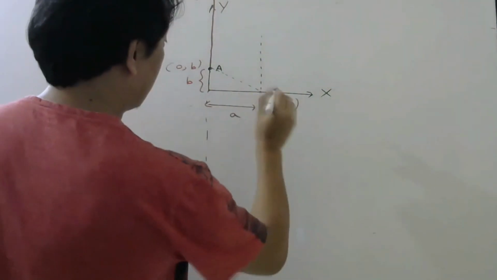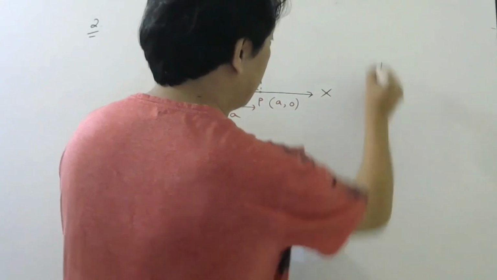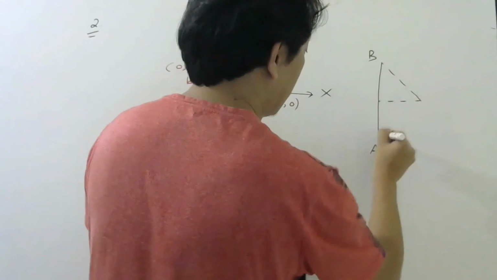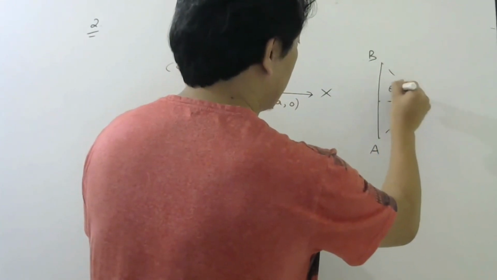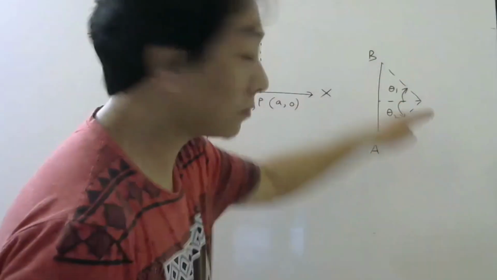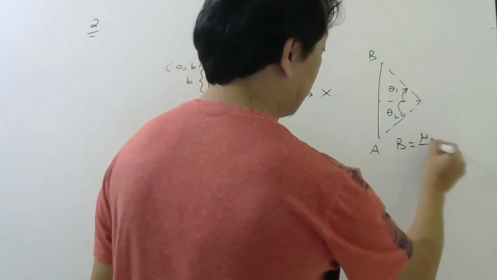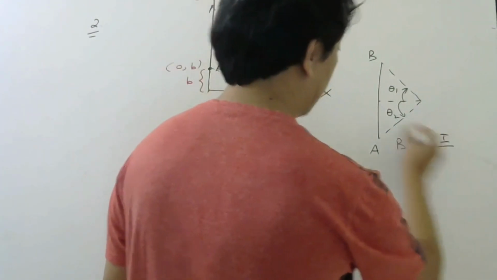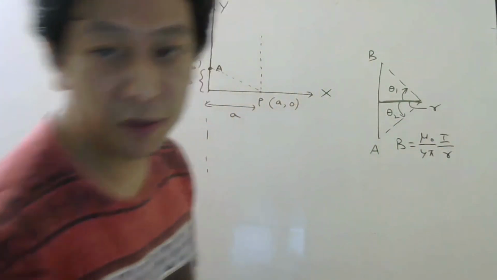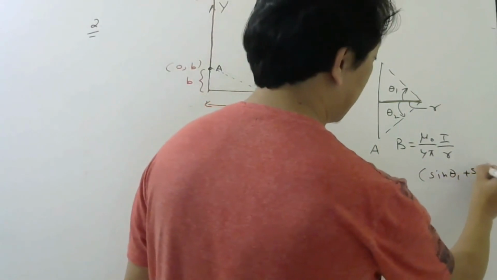Let us remember once, if this is how the wire is, A here, B here, and this is your line, then you have to draw these two lines. This was theta 1 and this was theta 2. Theta 2 was measured this way. Then I wrote the magnetic field formula as mu naught by 4 pi, I by this perpendicular distance, which is R or A, whatever you want to write, no problem, sine theta 1 plus sine theta 2.